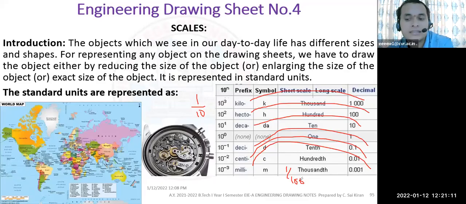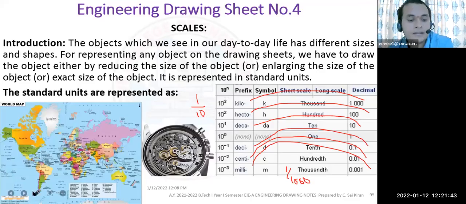Suppose meter is the standard distance we take. Then we have decameter, hectometer, kilometer, decimeter, centimeter, millimeter. Suppose we take gram: decagram, hectogram, kilogram, decigram, centigram, milligram. Suppose we take the standard unit as second: decasecond, hectosecond, kilosecond, decisecond, centisecond, millisecond. We call them in these terms.